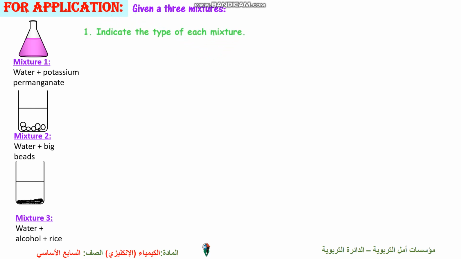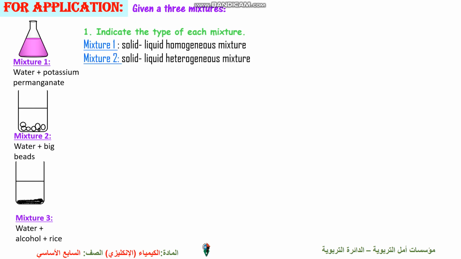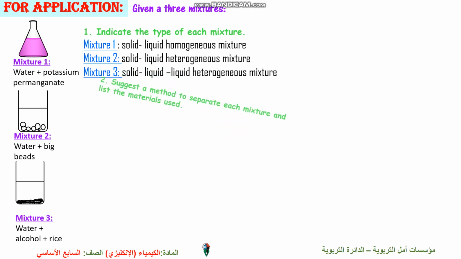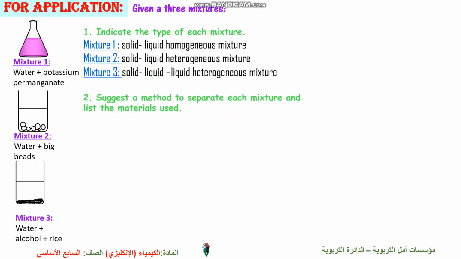First, I want to indicate the type of each mixture. Mixture 1 is a solid-liquid homogeneous mixture because the potassium permanganate dissolves in water. Mixture 2, a solid-liquid heterogeneous mixture, and the third one is a heterogeneous mixture because the rice didn't dissolve in alcohol and water. Suggest a method to separate each mixture and list the materials used. The first mixture, because it is a solid-liquid homogeneous mixture, I will use simple distillation.